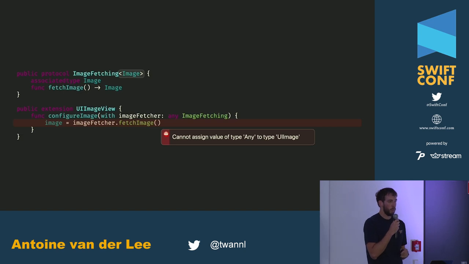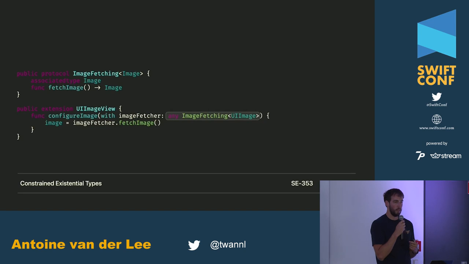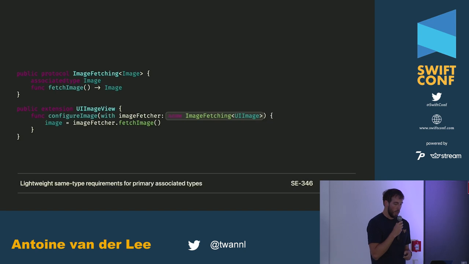So what we can do is define a primary associated type here, which in this case is the image, once again. And what we can now do is update the constraint of the existential. These are known as constrained existential types, to be a UIImage. And in this case, it all works. The proposal is underneath. And actually, we can opt in to performance benefits here as well, because it's still the same image fetcher with the scope of the method.